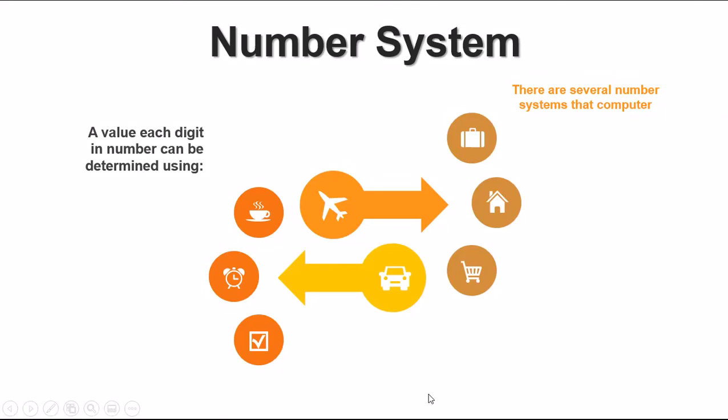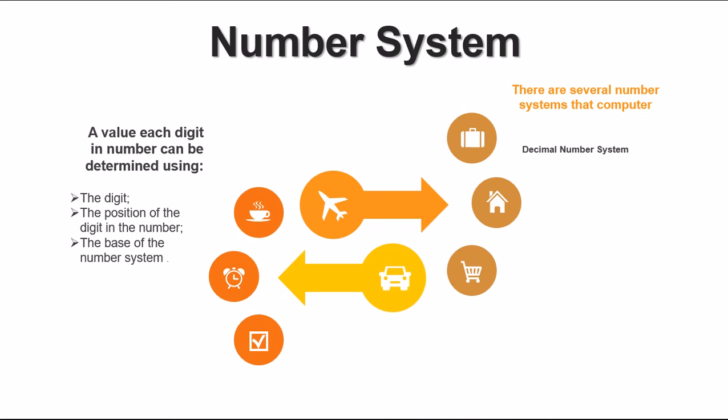Okay, good day everyone. Our topic is all about the number system. There are several number systems that a computer has. Each digit in a number can be determined by the position of the digit in the number and the base of the number system. We have the decimal number system, the binary number system, the octal number system, and the hexadecimal number system.